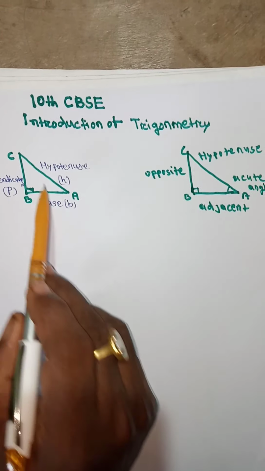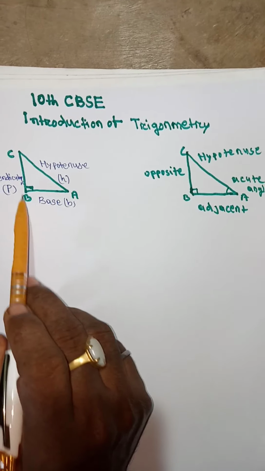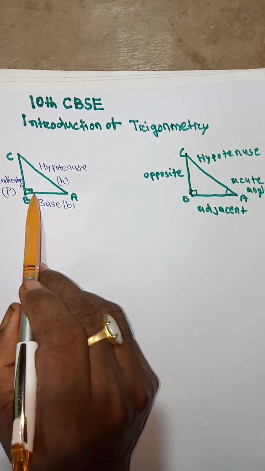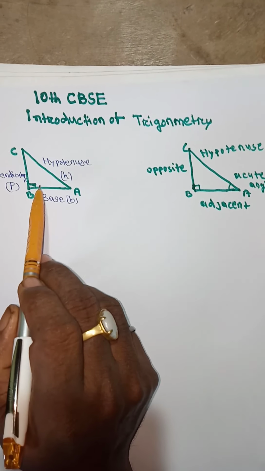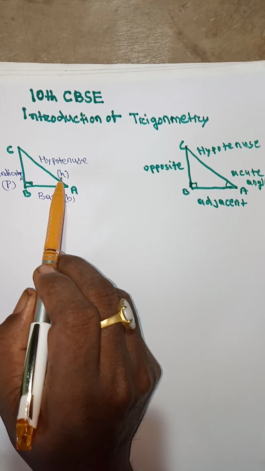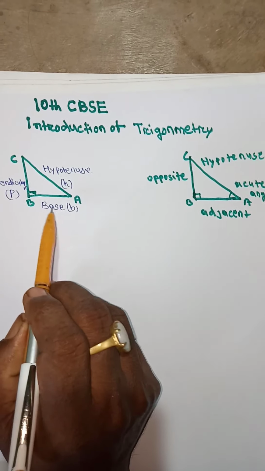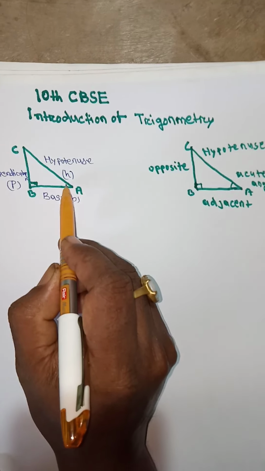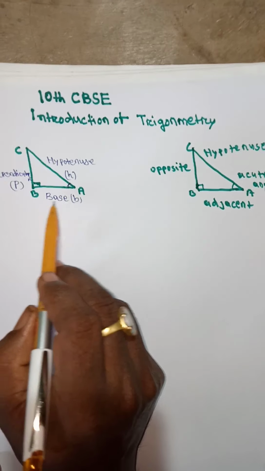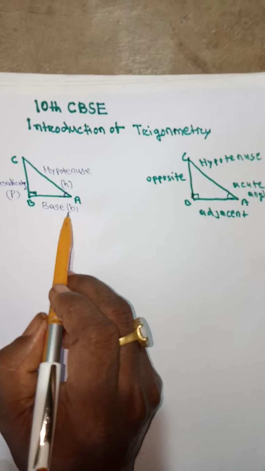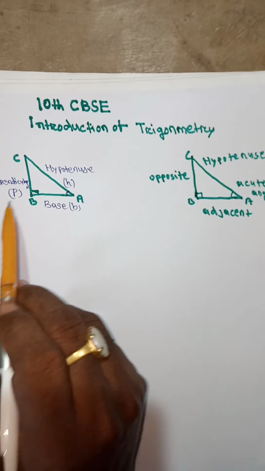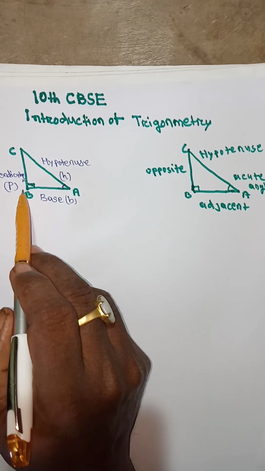Now look at the diagram. ABC is a right triangle. In this right triangle, the side opposite the right angle B is called the hypotenuse. It is denoted as H. And the angle A is called the acute angle. And this is called the base, denoted as B. And the opposite of acute angle A, the side BC, is called the perpendicular.